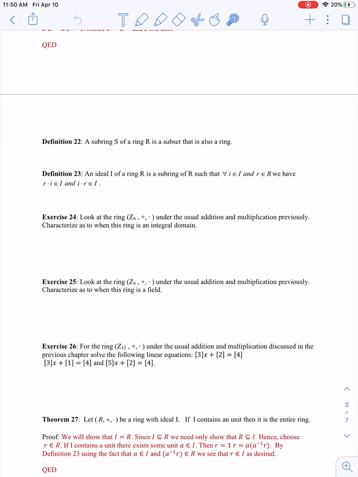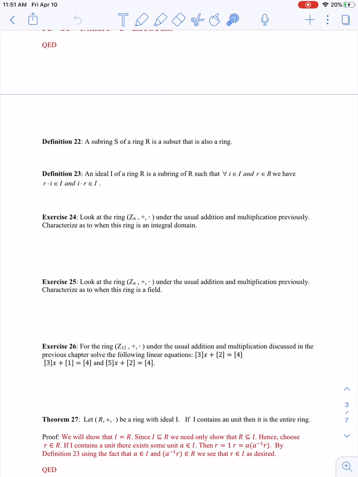Definition 23, an ideal I of R is a subring of R, so that's the first thing it's got to be, a subring. And it's got this strong multiplication property to it that says what? For any i in big I, in my ideal, and for any r in R, r · i has to be in I, and i · r has to be in I.